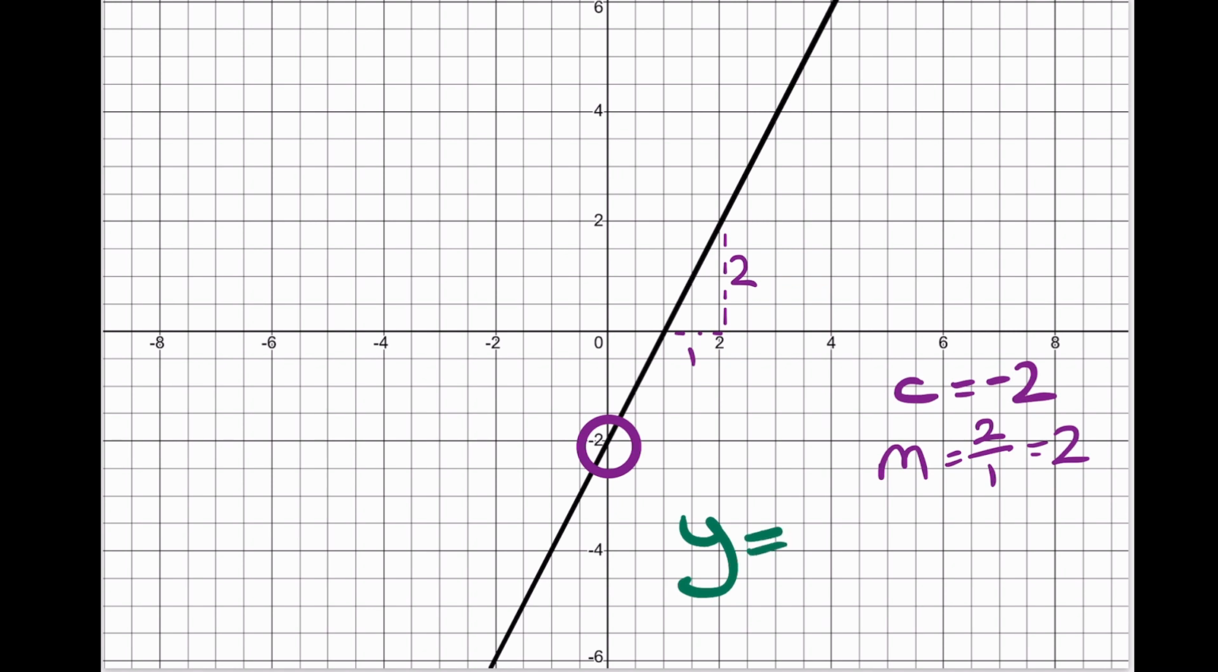Y is equal to mx plus c, which is 2x plus c. Now I'm adding a -2, so when you add a negative, it's the same as just putting the negative in. So it's y is equal to 2x minus 2. So remember, that's the y-intercept.